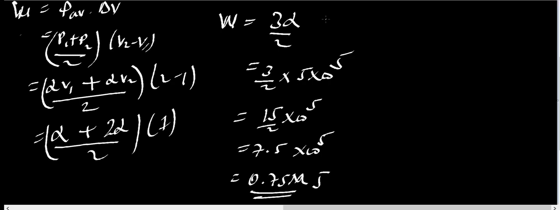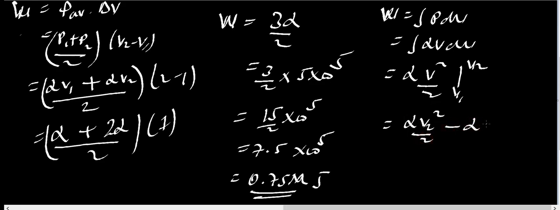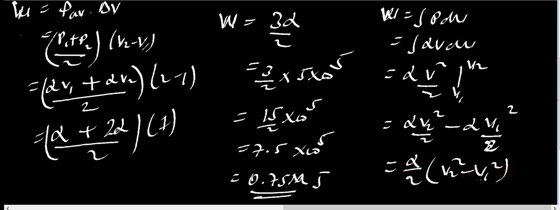In method 2, we get it by integration. Work done is simply the integration of P dV. P is alpha V, so integral of alpha V dV. Integrating, V squared over 2 from V1 to V2, we get alpha V2 squared over 2 minus alpha V1 squared over 2. Alpha over 2 is constant, so alpha over 2 times V2 squared minus V1 squared.